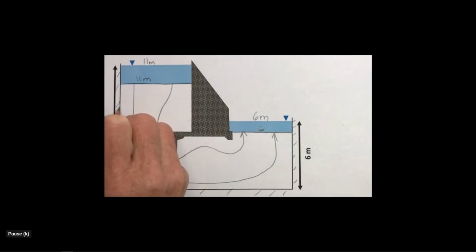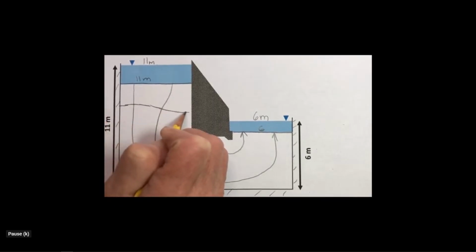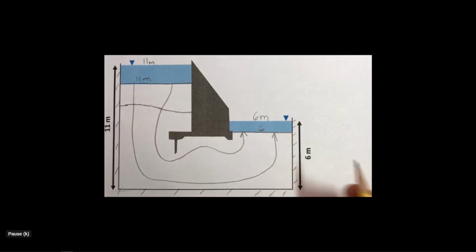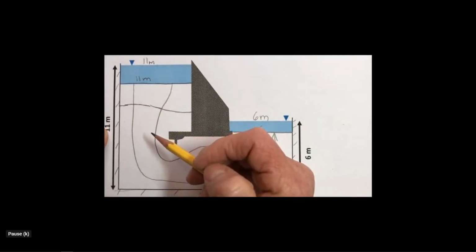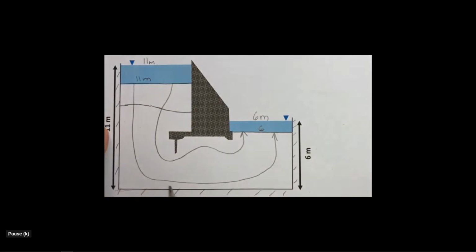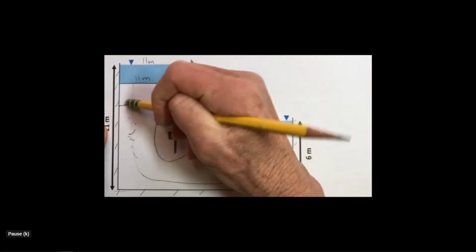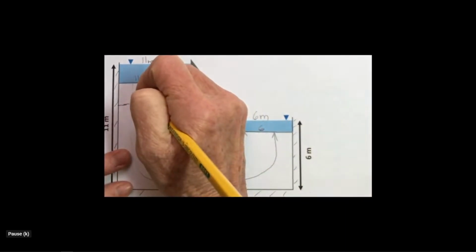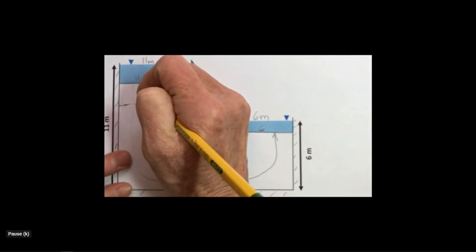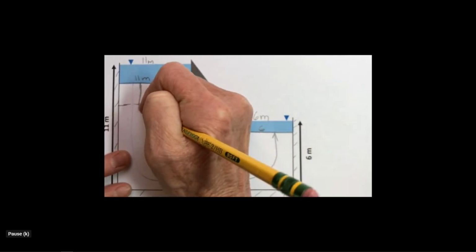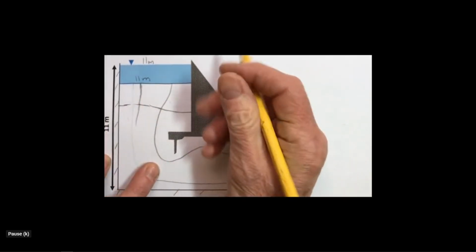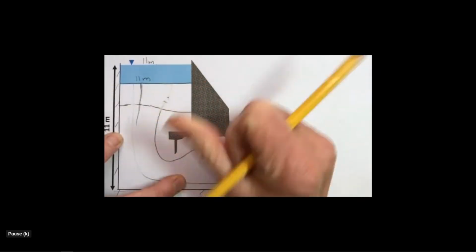If I attempt to put in my first equal potential line here, I can see right away that I'm not getting squares in that area. So I would conclude that I probably have to move this flow line in somewhat. Maybe, and it must meet the equal potential line at right angles, and this equal potential line at right angles. So this one might move in a bit.